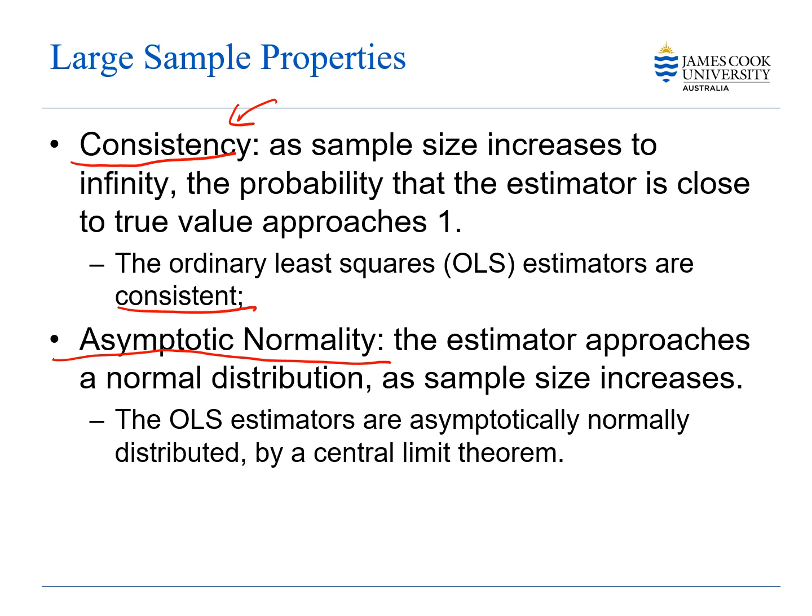Asymptotic normality says that the estimator approaches a normal, bell-shaped distribution as the sample size n increases. Again, we can show that the OLS estimators are asymptotically normally distributed by the central limit theorem.